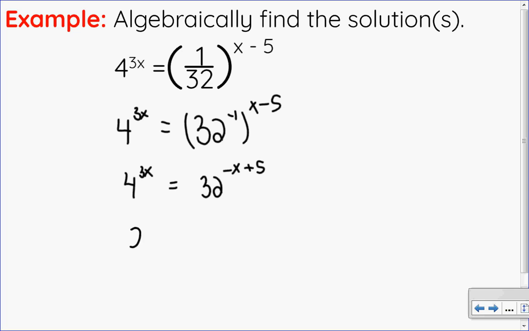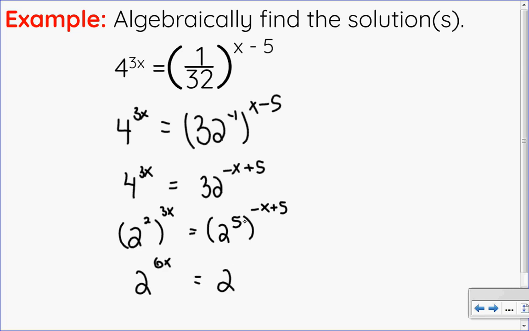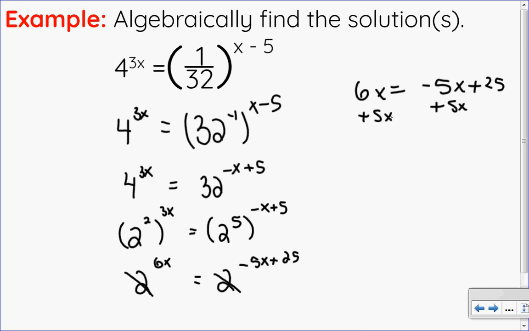Let's go to 2. So 2 squared is 4, and 2 to the 5 is 32. So 4 is raised to the 3x, and 32 is raised to the negative x plus 5. I'll keep my base and multiply my exponents. So now I have an equation where they have the same base on both sides. The only way that can be true is if the exponents are equal. So 6x must equal negative 5x plus 25. So I have a nice linear equation to solve. I just want to get x on one side and numbers on the other.